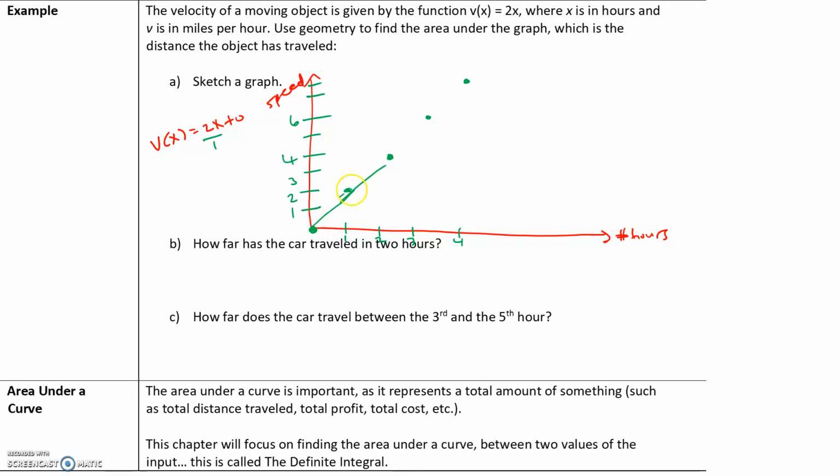So this line represents the velocity or the speed of the object. And the speed isn't constant. After 1 hour, the speed is 2 miles. 2 hours, speed is 4 miles, etc., etc.